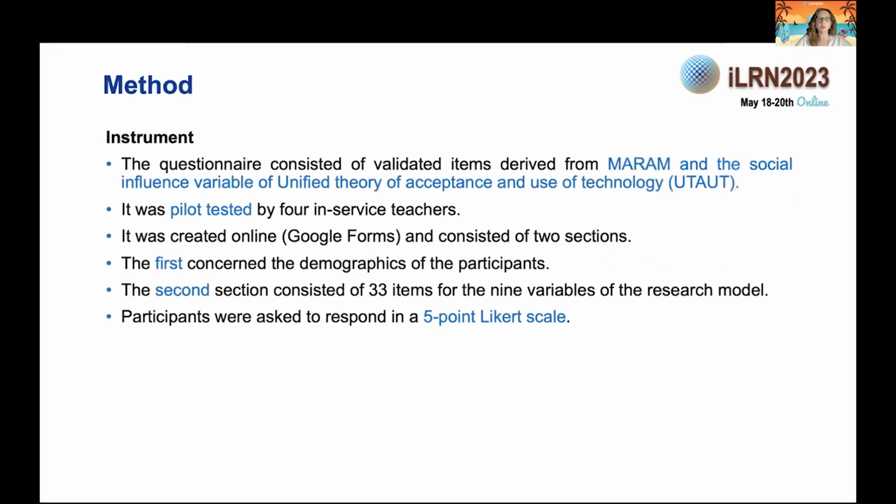We used the questionnaire consisted of validated items derived from MARAM and the social influence variable of Unified Theory of Acceptance and Use of Technology. This questionnaire was pilot tested by 4 in-service teachers. It was created online and consisted of 2 sections. The first concerned the demographics of the participants, and the second section consisted of 33 items for the 9 variables of the research model. Participants were asked to respond in a 5-point Likert scale.